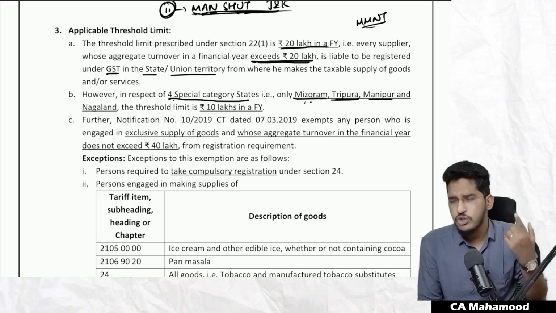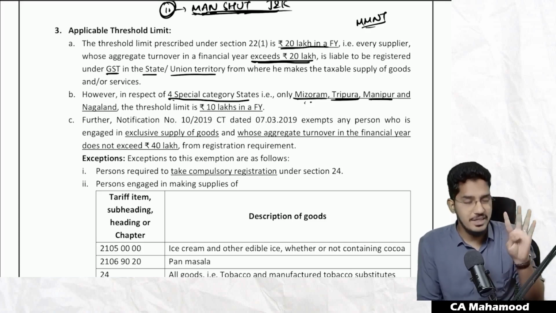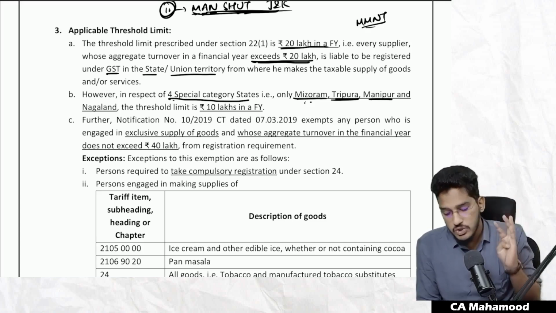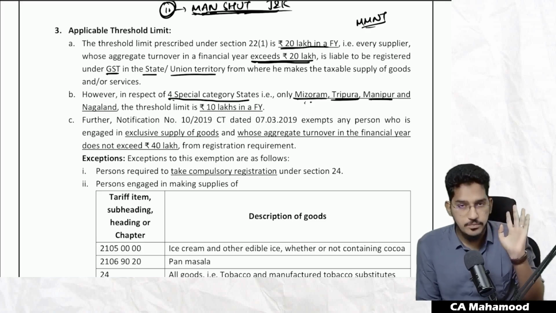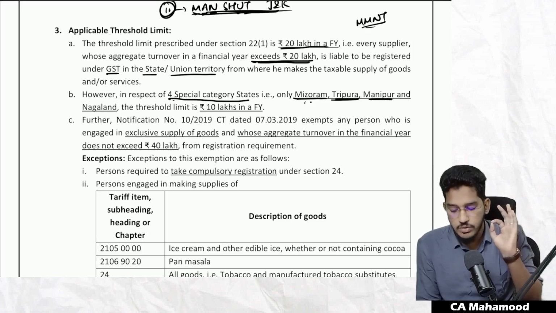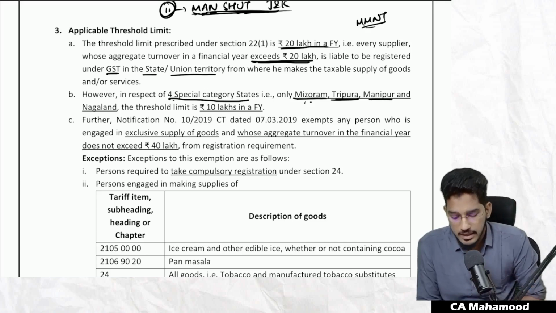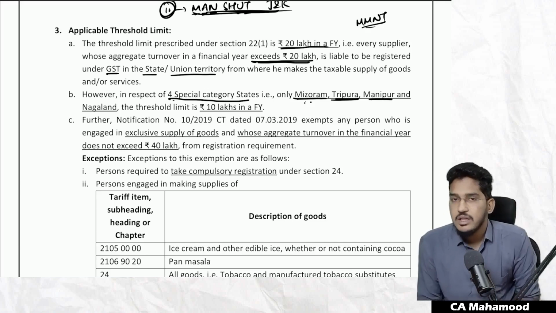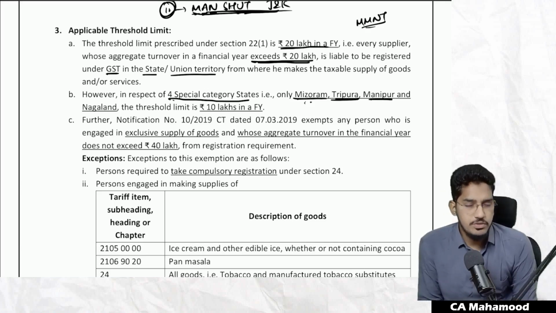Repeat, guys. The more you repeat, the more you remember. Four special category states came forward. Which are they? Mizoram, Tripura, Manipur, Nagaland. So these four states, Mizoram, Manipur, Tripura, and Nagaland, came forward and told, sir, we want the limit of only 10 lakh rupees.